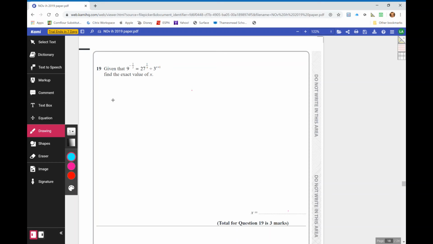Okay, so here's an indices question, number 19. And if you look at the numbers, the 9, the 27 and the 3 can all be done in the base number 3. So if we just convert that first of all, so 9 as a base number 3 would just be 3 squared to the power of minus a half equals, and 27 would be base 3, but then that's cubed, which is the same as 27 to the power of a quarter, divided by 3 to the power x plus 1. Okay, so now it's all in base 3.